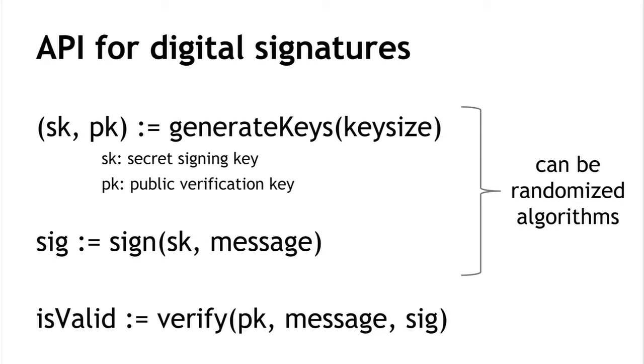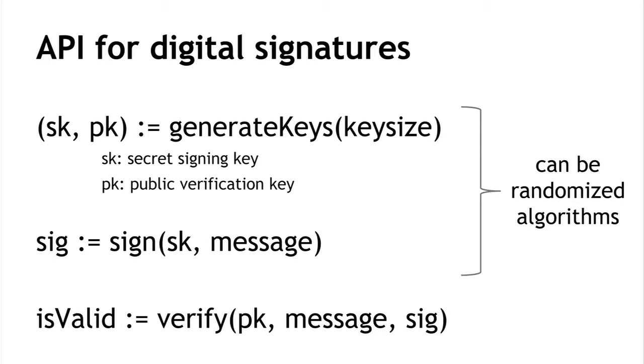The second operation is the sign operation. You take your secret signing key and some message that you want to put your signature on, and it returns SIG, which is a signature. It's just some string of bits that represents your signature. The third operation is verify, which takes something that claims to be a valid signature and verifies that it's correct. It takes the public key of the signer, the message that the signature is supposedly on, and the supposed signature. It just says yes or no: is this a valid signature?